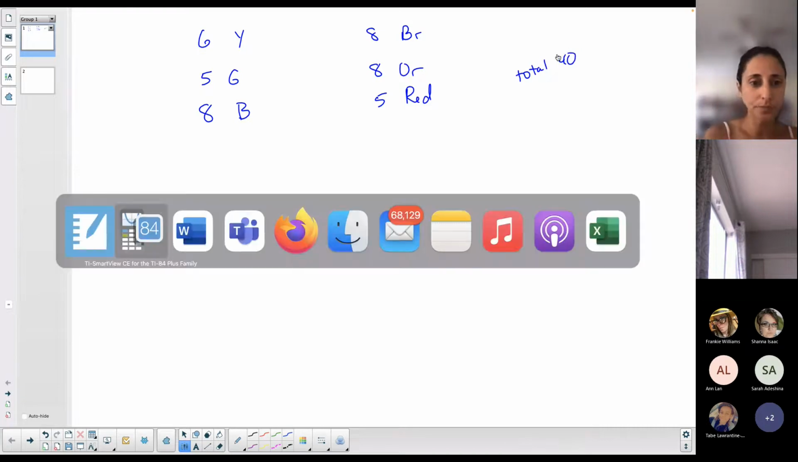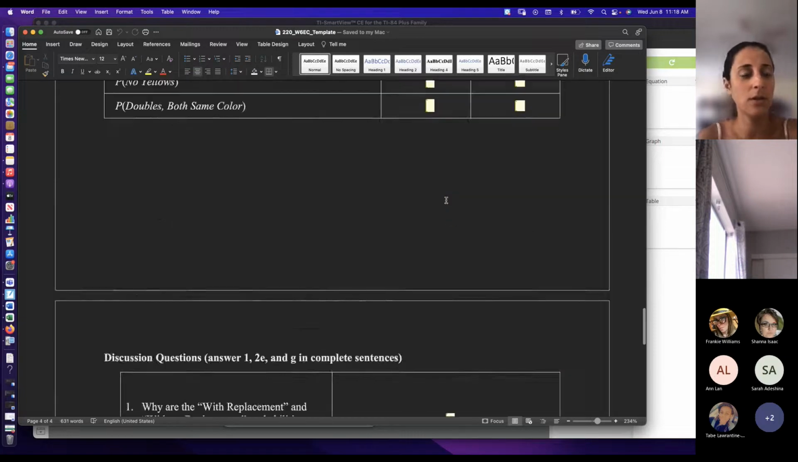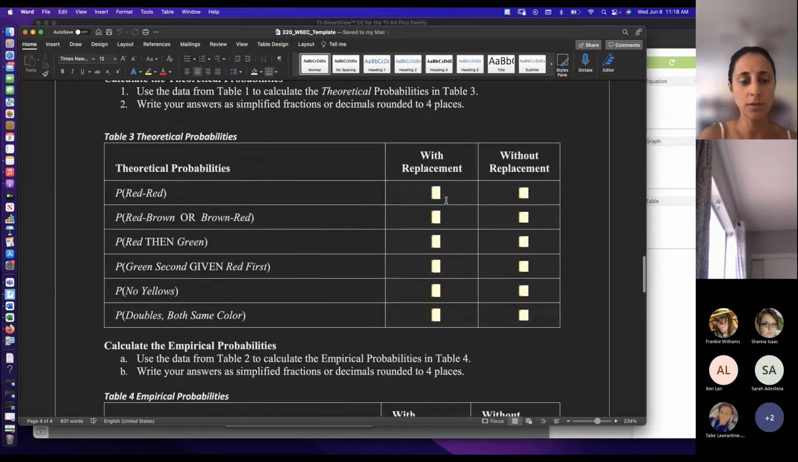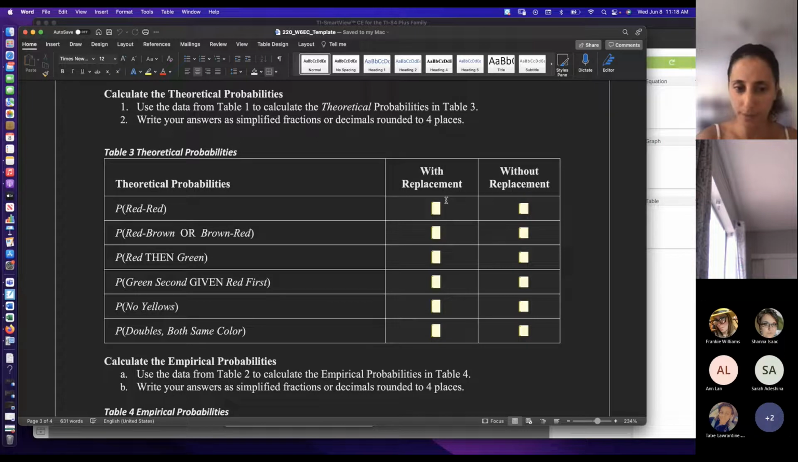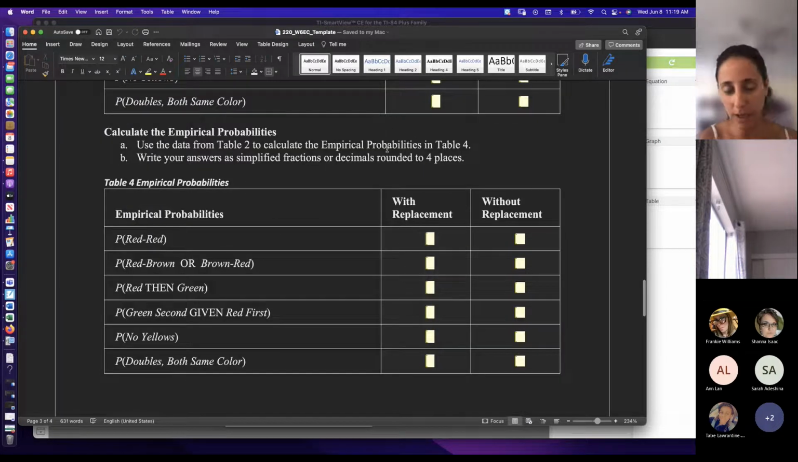And then you're going to calculate these outcomes, right? And I'll show you how to do some of them. This is basically what we're doing with our calculations. Calculate these probabilities. So assume you're not actually doing the experiment with this. You're just calculating this type of situation, theoretical probability. This is your empirical probability. Use the data from table 2 to calculate the empirical probabilities in table 4. Write your answers in simplified fractions or decimals rounded to 4 places.